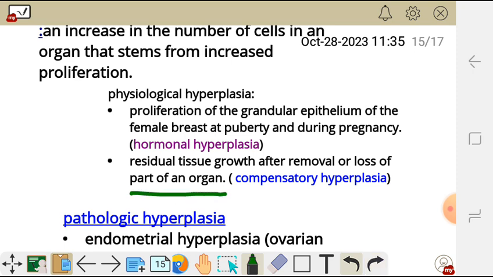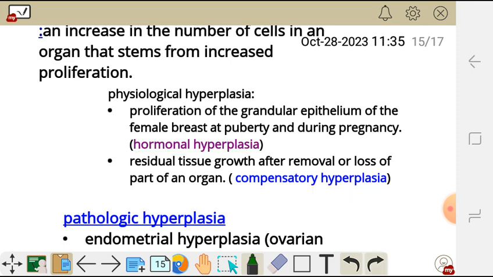of part of an organ. A good example here is the liver. So if the liver is damaged or you cut a piece of the liver, it is going to grow back. It is going to grow and go back to its normal structure. So that is what we call compensatory hyperplasia. So hyperplasia under physiological hyperplasia is of two types: hormonal hyperplasia and compensatory hyperplasia.